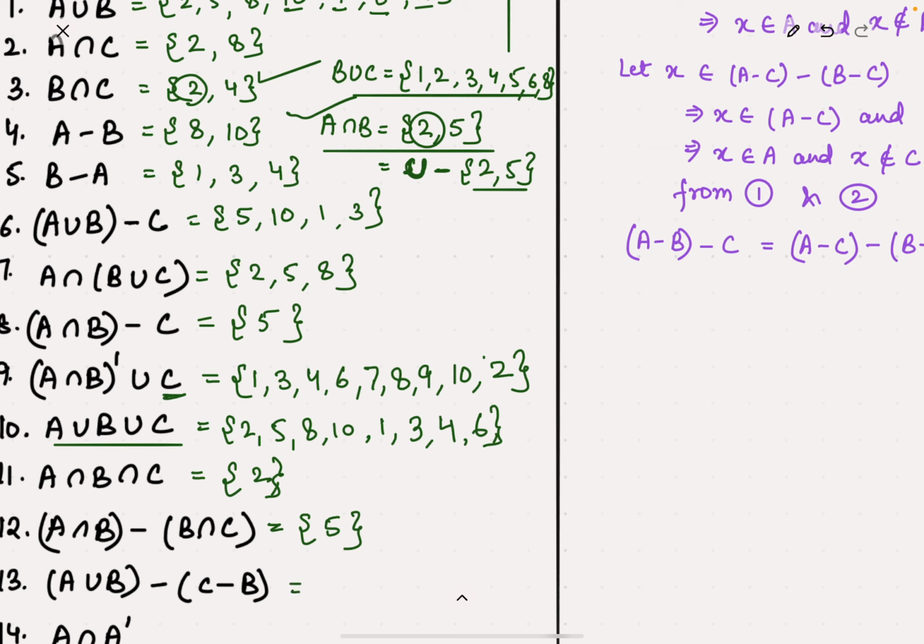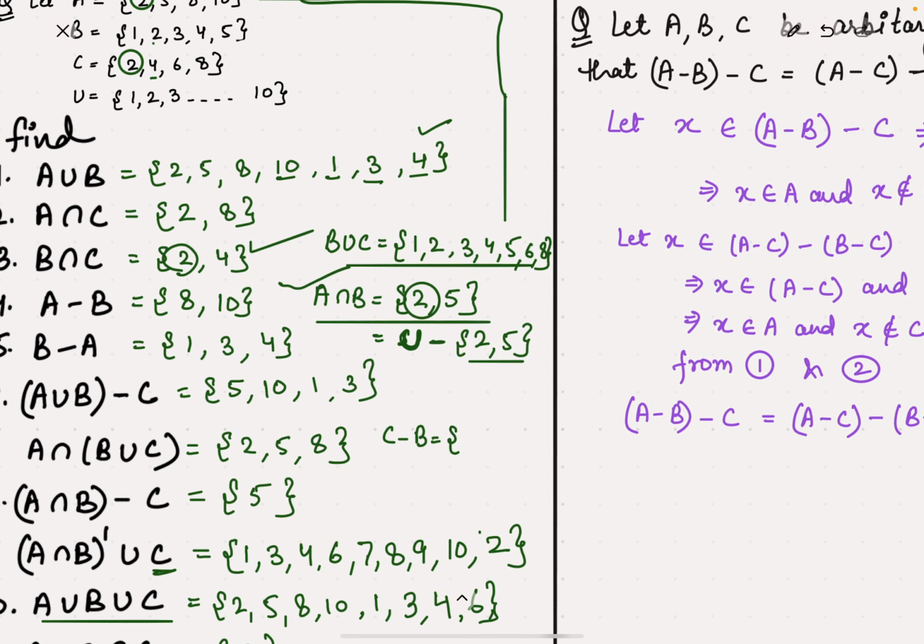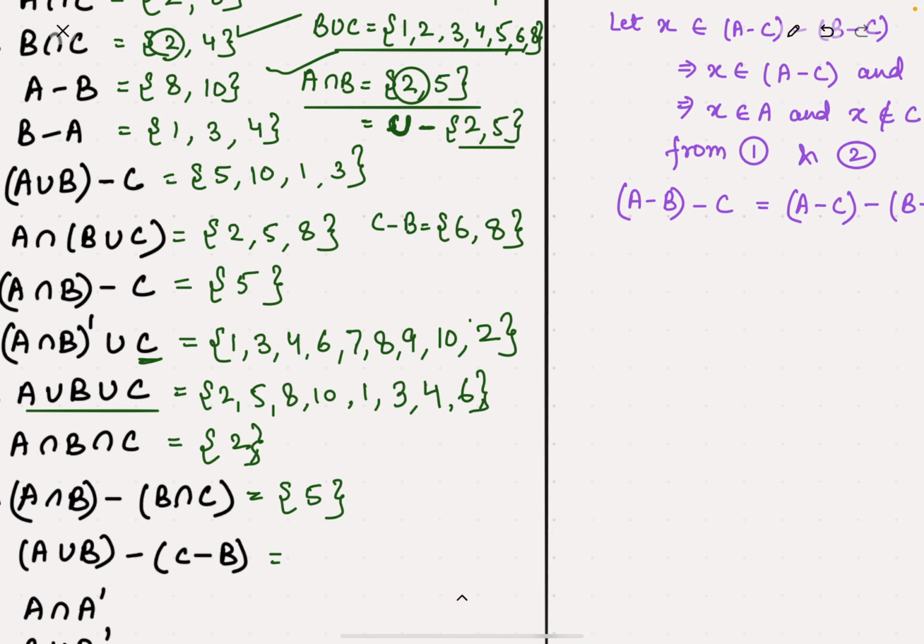Next is A union B minus C minus B. Firstly we need to find C minus B. What is C minus B? C minus B will be just those elements that belong to C only. So 2 belongs to both, 4 belongs to both, 6 belongs to only C, and 8 also belongs to C only.